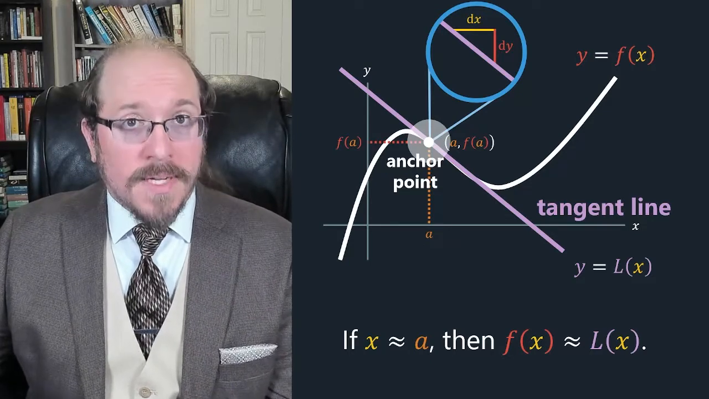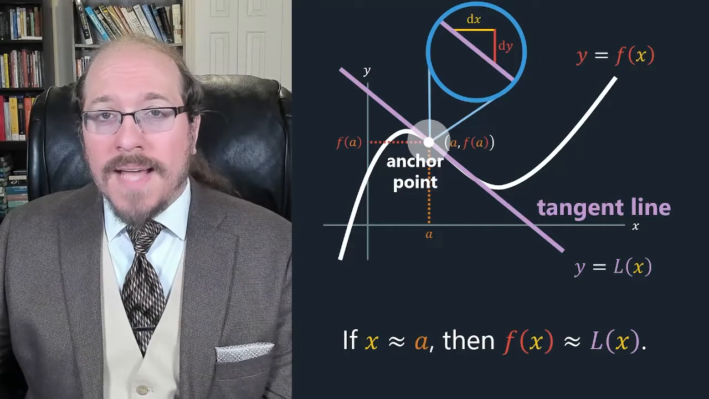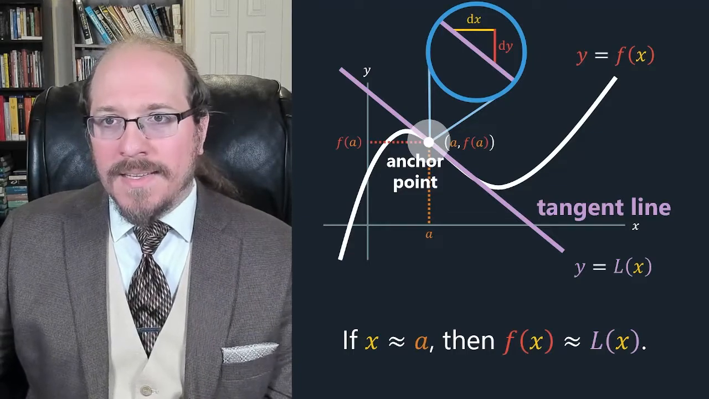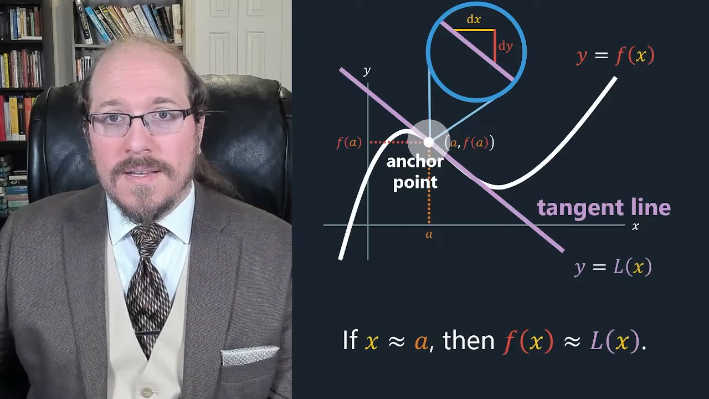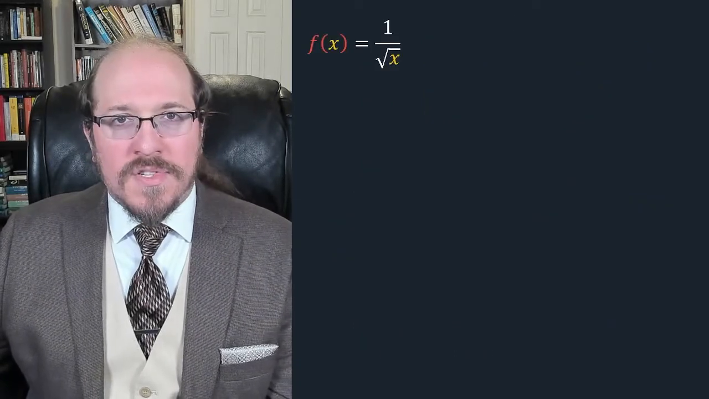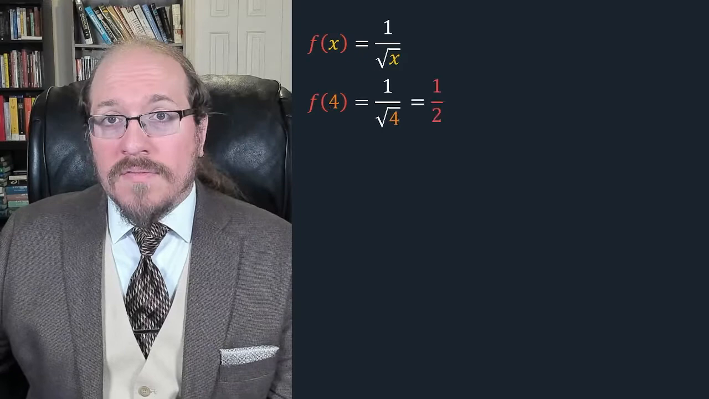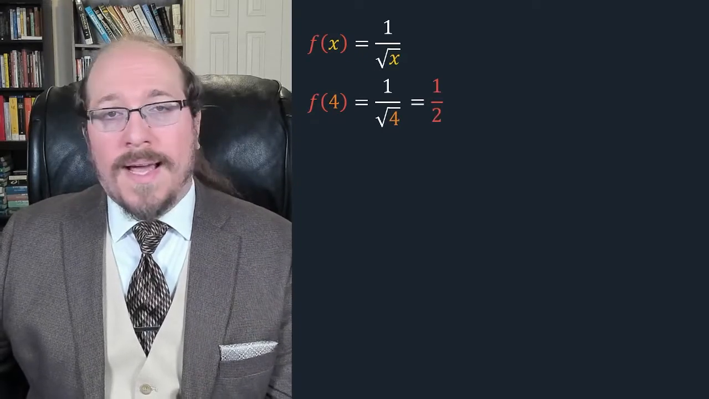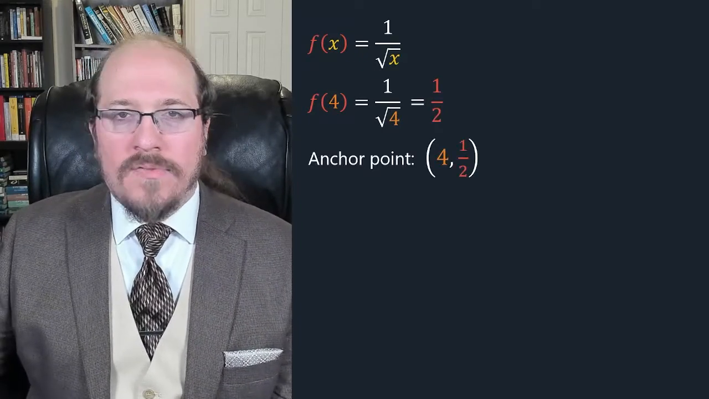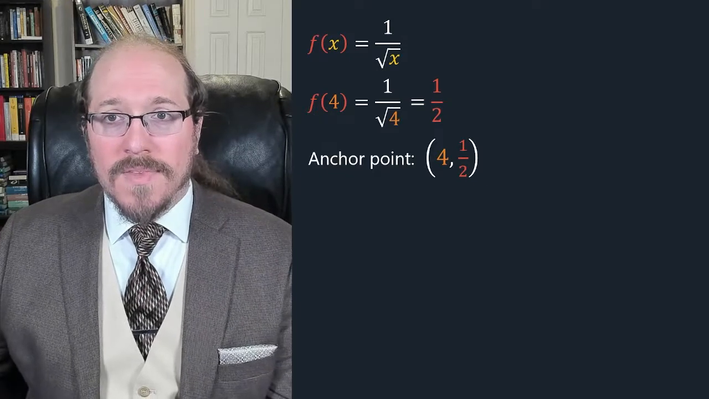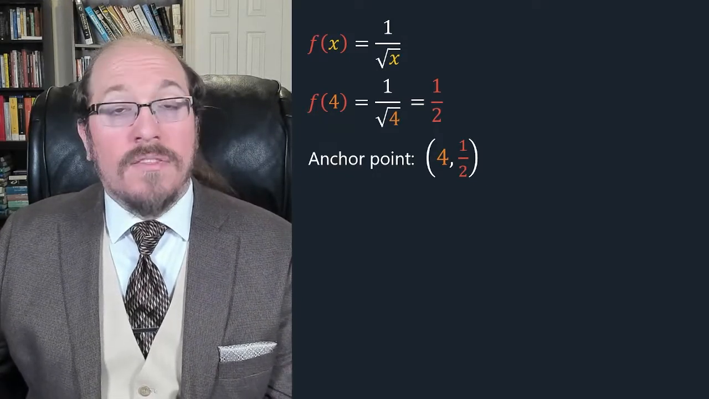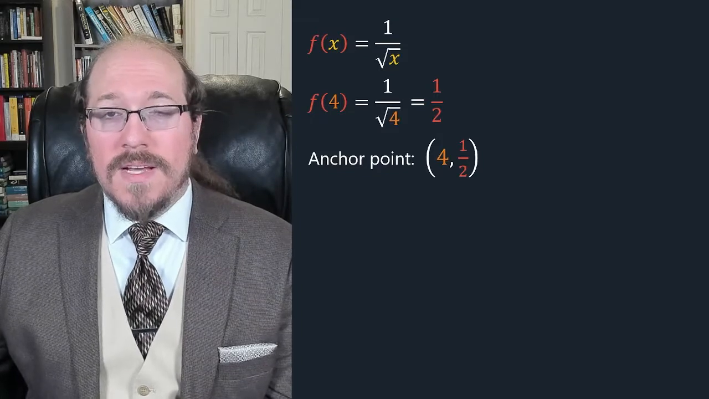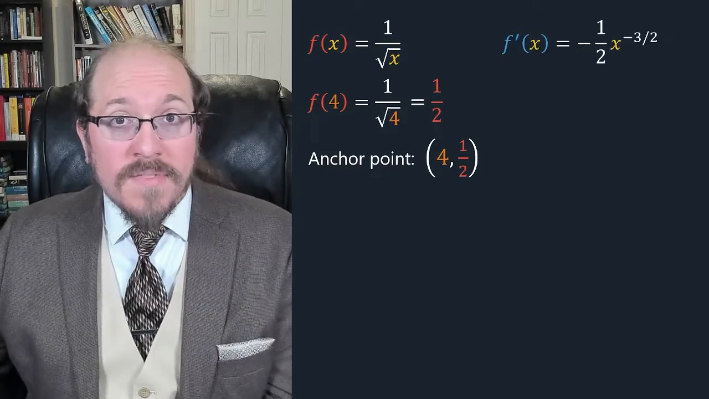The important thing to notice here is, if we're very close to that anchor point, the tangent line should be pretty close to the curve. That means we can use the tangent line to approximate points on the curve. Let's see what this means for our inverse square root. We know that the inverse square root of 4 is 1/2, so our anchor point here is (4, 1/2). So now let's find the equation of the tangent line through that anchor point. The slope should be, well, the derivative.